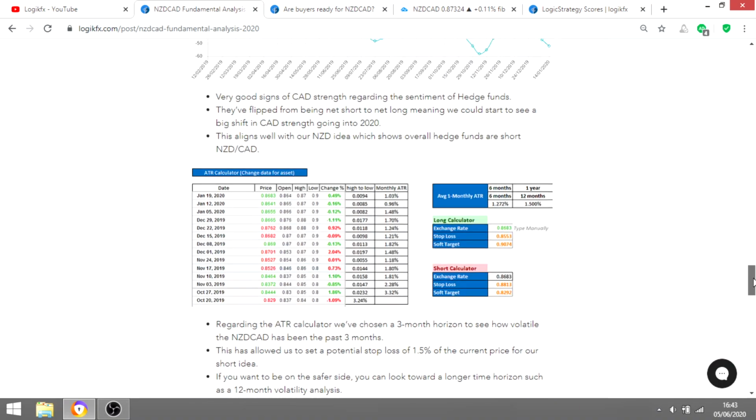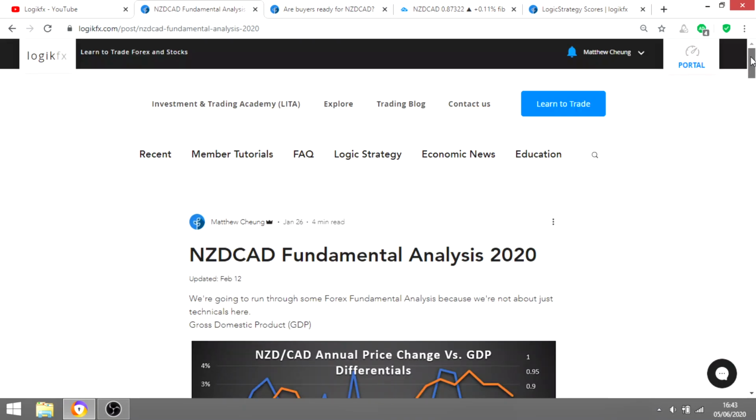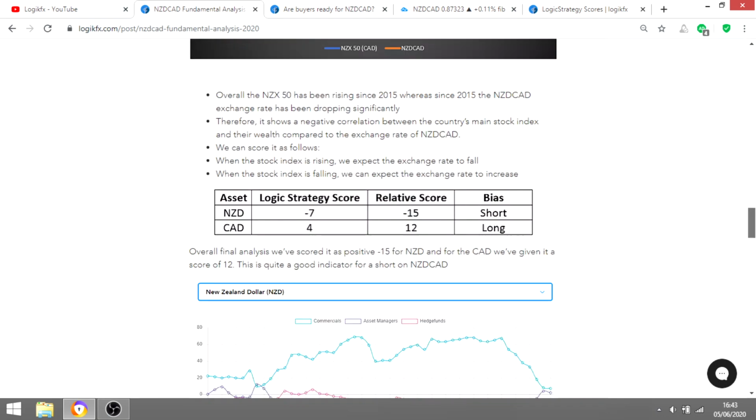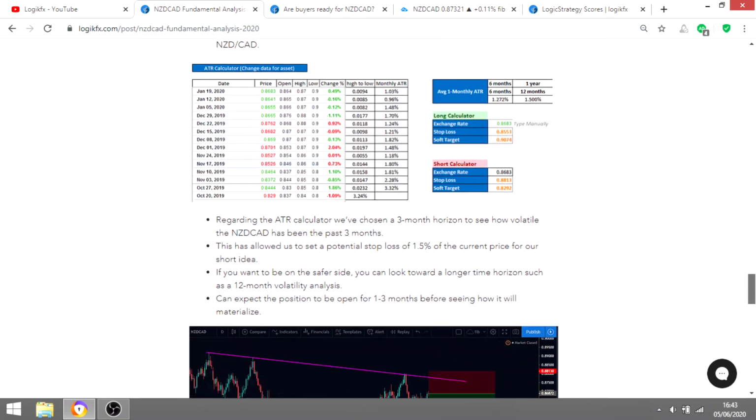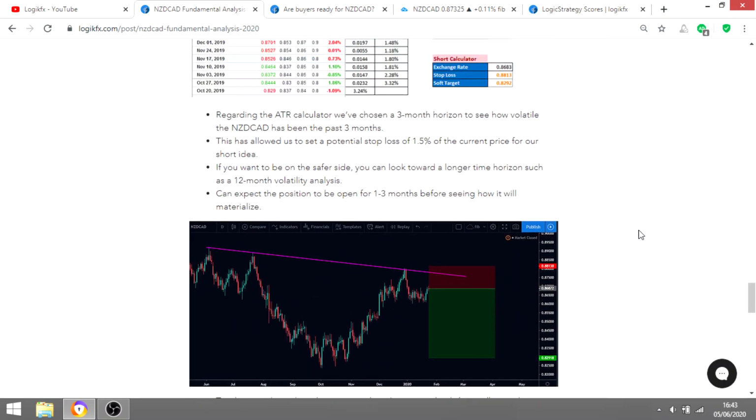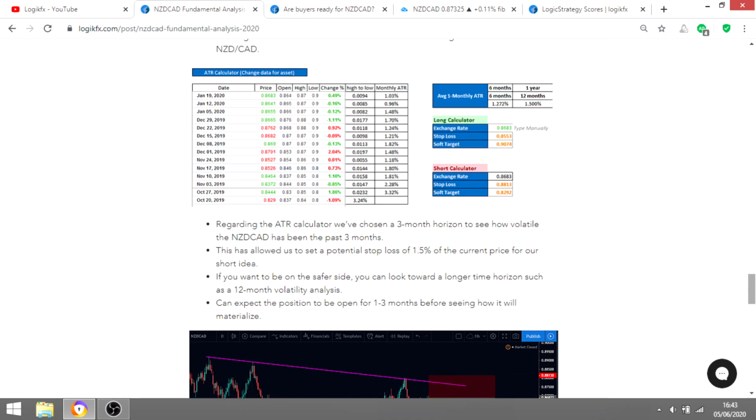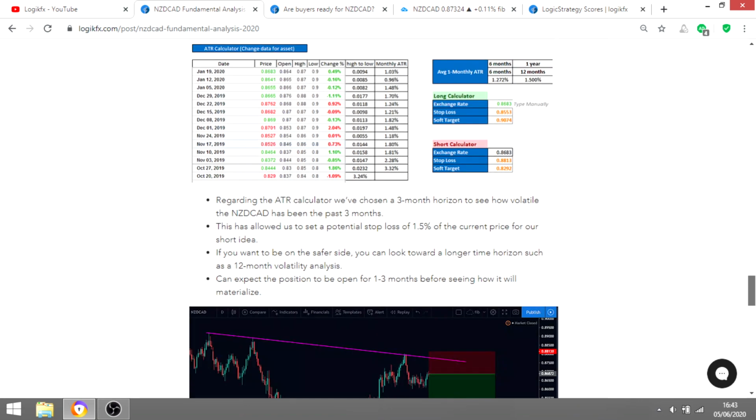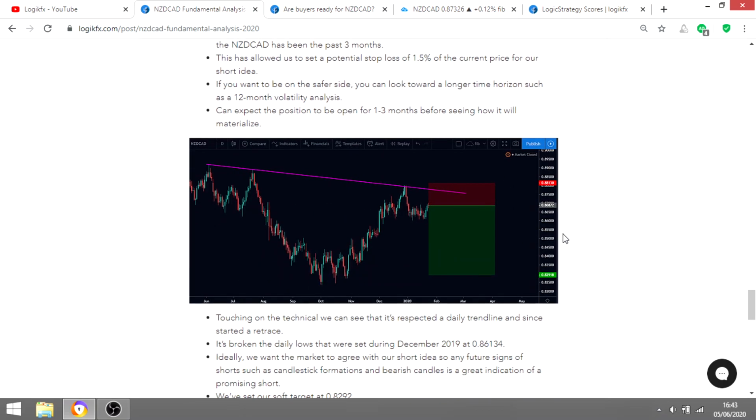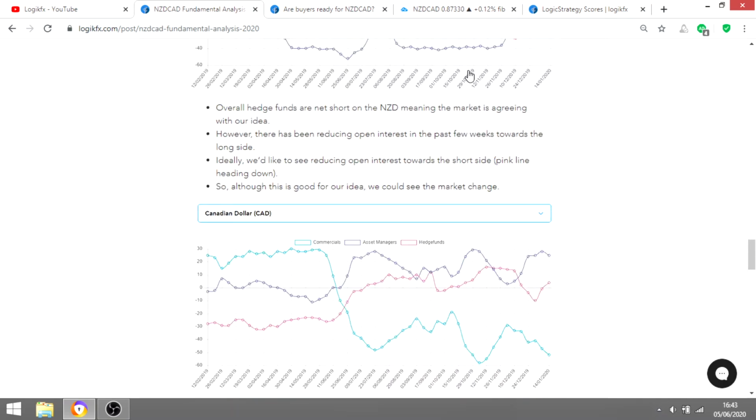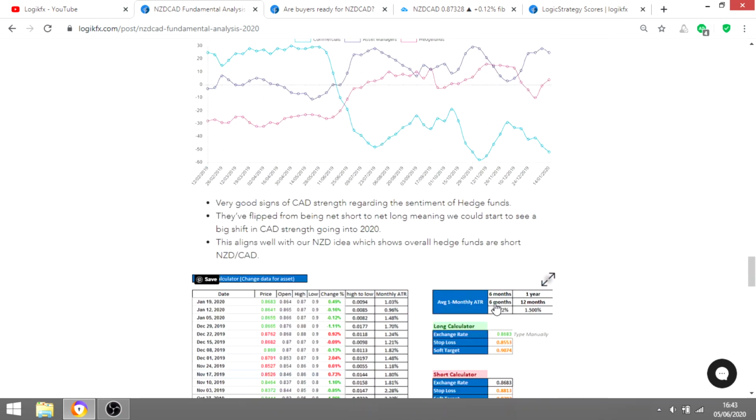And just to make sure, we've done all this analysis without even looking at the charts yet. So we're doing it completely opposite to the way of normal retail traders, and that's how you're going to make money in the markets. Now, finally, we've got a chart here. We've come to the conclusion that we already want to be short on the NZD CAD, and we're now asking ourselves, is it a good time? Is it a good price? Well, it's a good time because the hedge funds are saying yes, this is a good time.